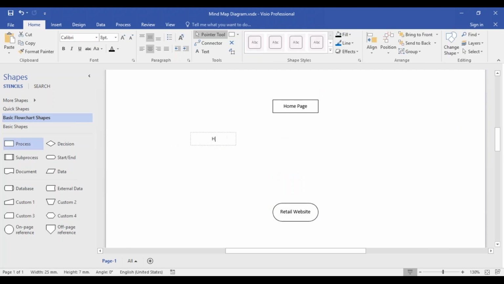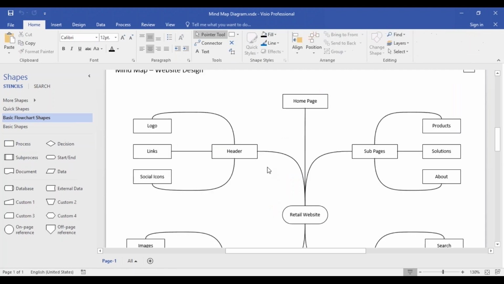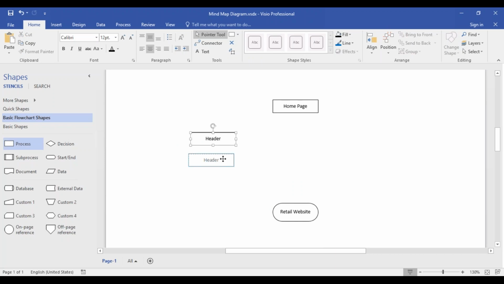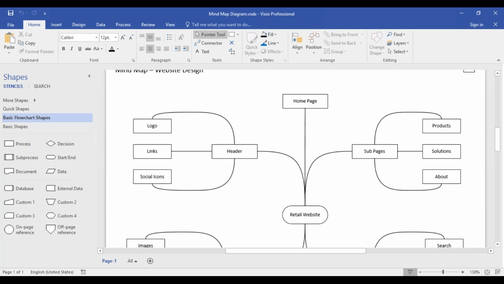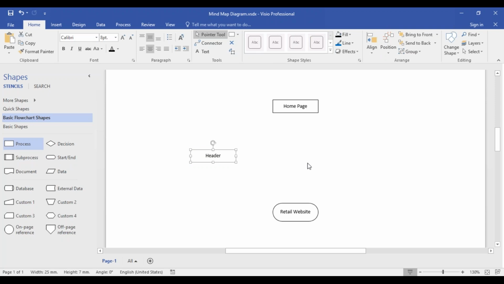Header. So now what is this header going to contain? The header of the website, web page, is going to contain the company logo, links to navigate, and Facebook, LinkedIn kind of social icons. So add a smaller process.